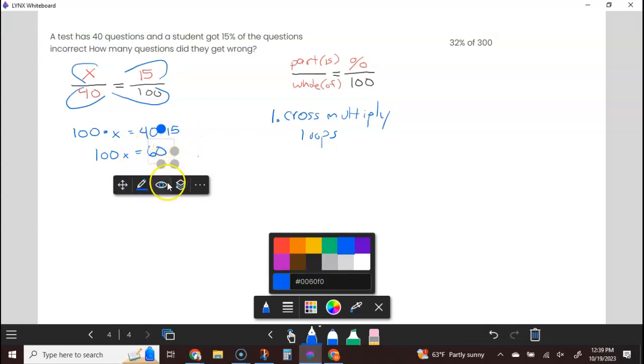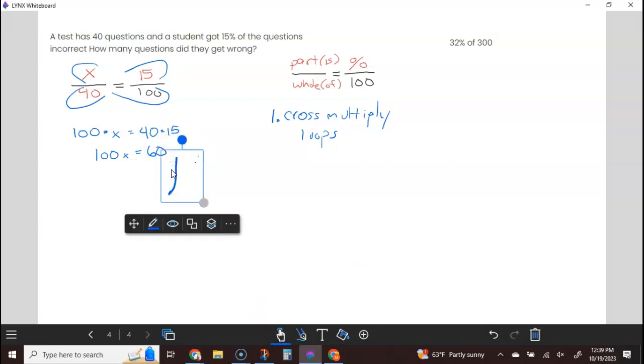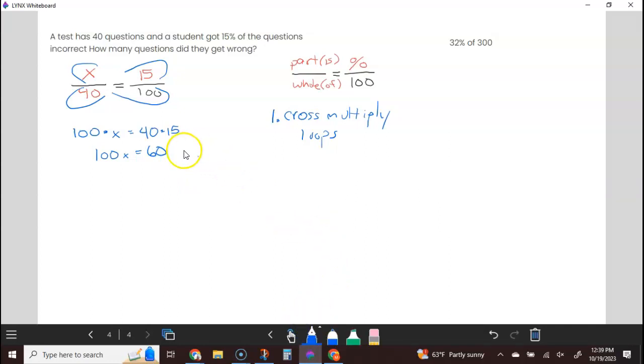Oops, I don't know why it did that. Well, let me back it up here a second. Let me delete this. Sorry, friends, I don't know what happened here. So 600 will be my answer. And then my final step is going to be to divide by the coefficient of x. Sorry, this is sloppy, but I'm trying to do this quickly.